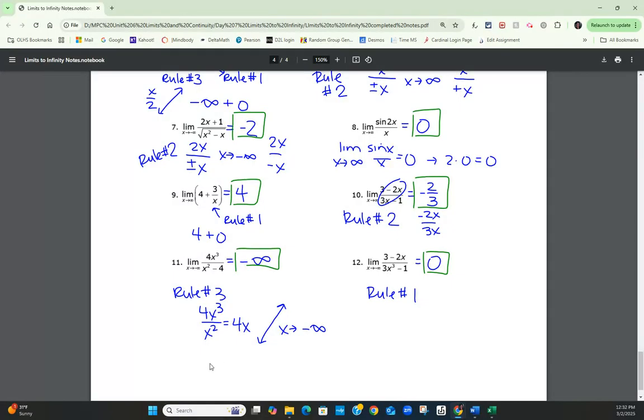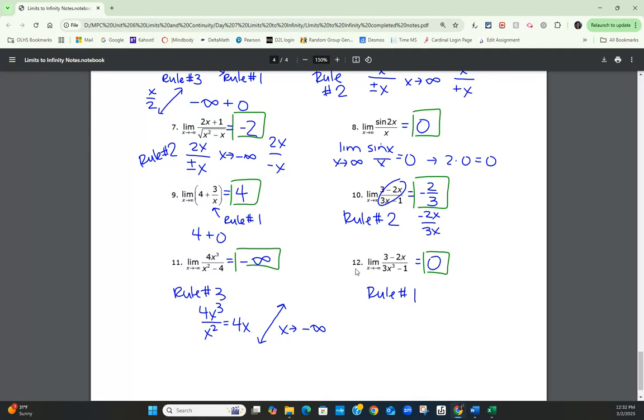Number 11, this is a rule 3. We're just using the 4x cubed over x squared. Those are the terms where we get our degree, and that's the part that's important for end behavior. That reduces to 4x. It doesn't always simplify to a linear function, despite our examples. But again, it is a line with a positive slope, and since x is approaching negative infinity, I'm looking on this end of this linear function that we simplify to, and my answer would be negative infinity.